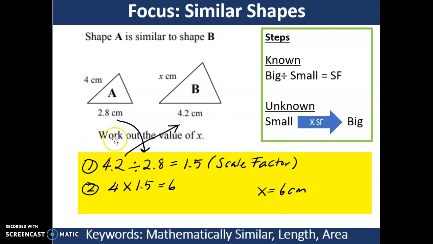So the answer is like this. 4.2 divided by 2.8 to give you a scale factor of 1.5. In order to go from small to big, we take 4 times 1.5 to get 6, and your answer is 6.